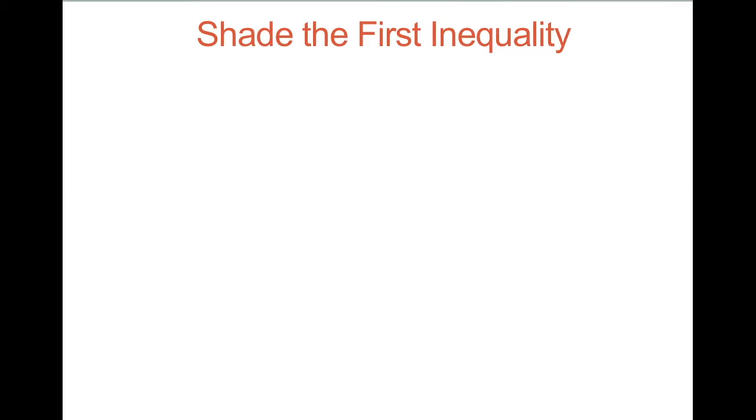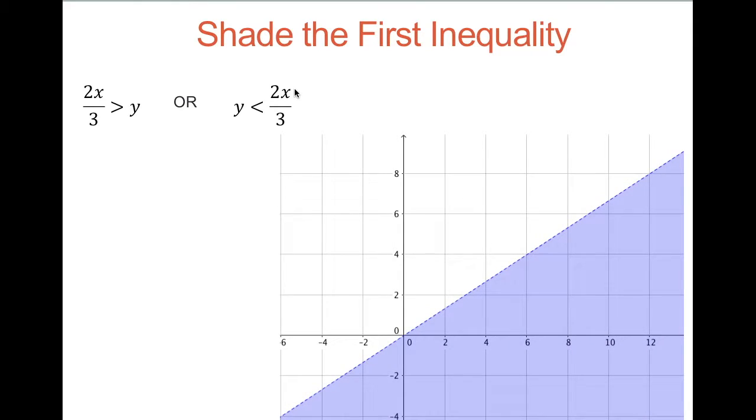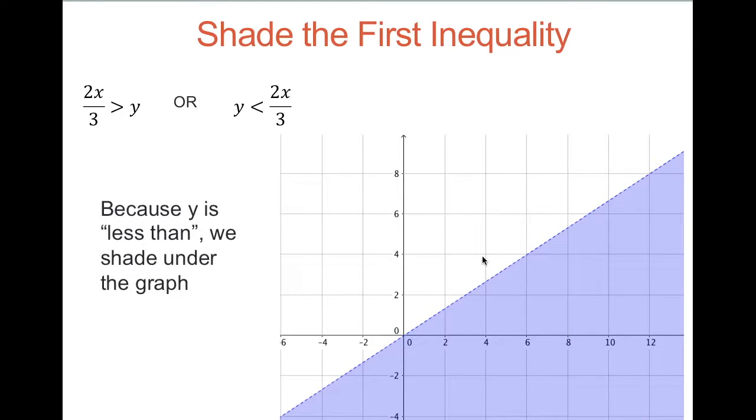Now we graphed the inequality. We now need to know where to shade. So originally we had something like this, but I'm not really good at knowing where to shade when my y is on that side. So I'm just going to flip it. I'm going to have y is less than 2x over 3. Because y is less than, we shade under the graph, as you can see here.